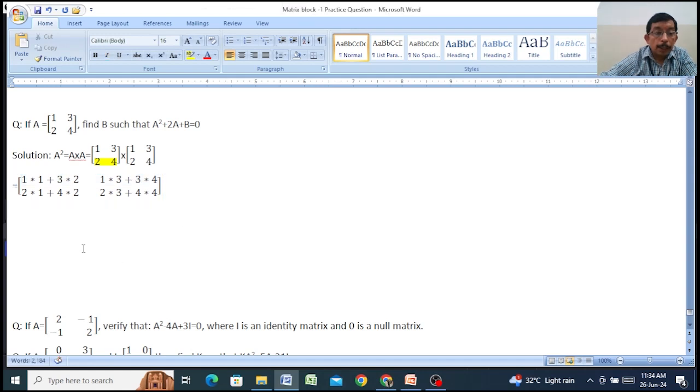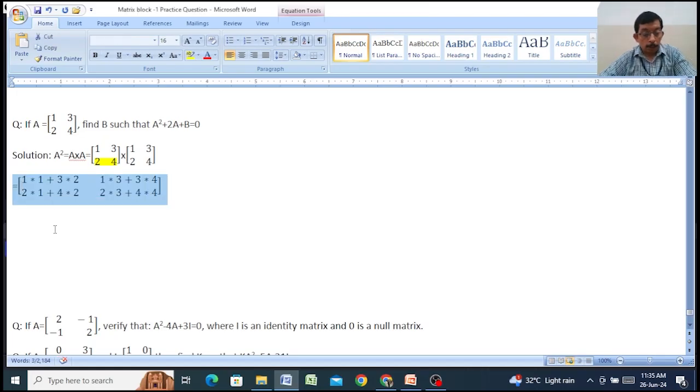So this is the multiplication: 2 multiplied by 1, 4 multiplied by 2, 2 multiplied by 3, 4 multiplied by 4. The second row multiplied by both of the columns. The multiplication is complete. Now to solve this matrix in the next step.